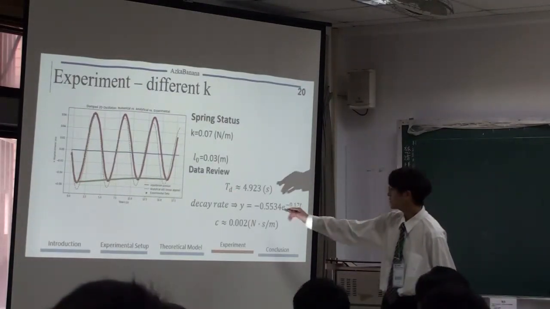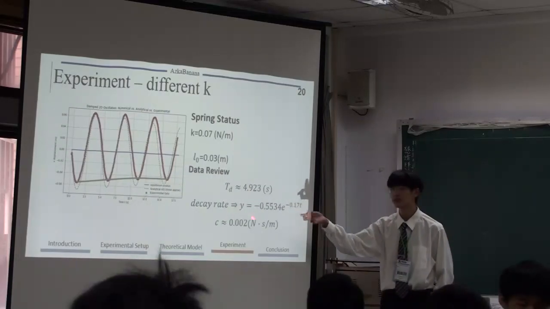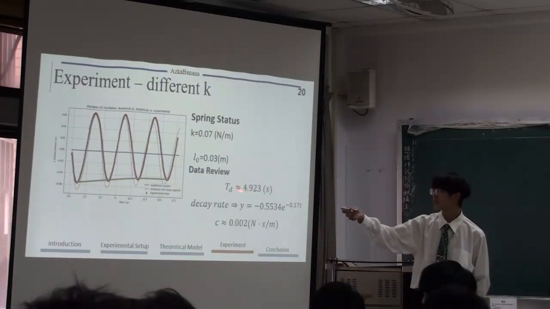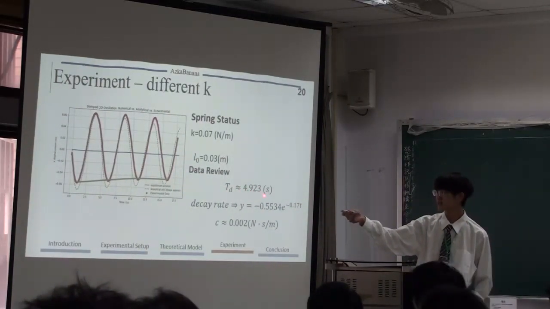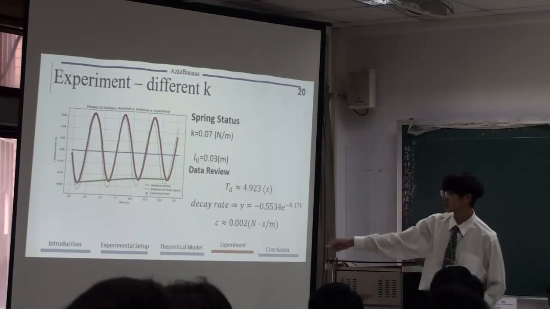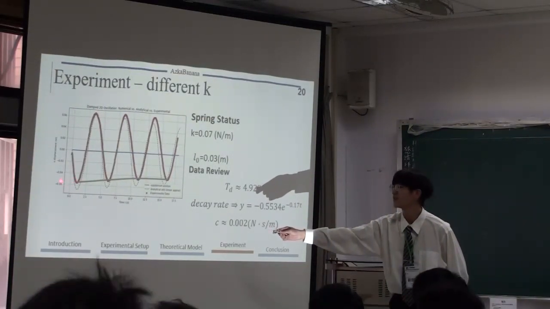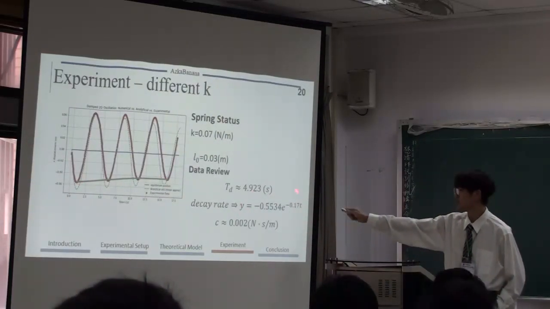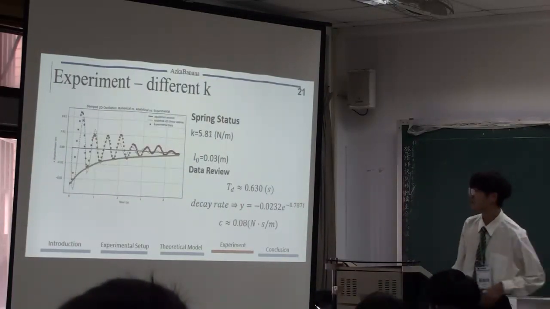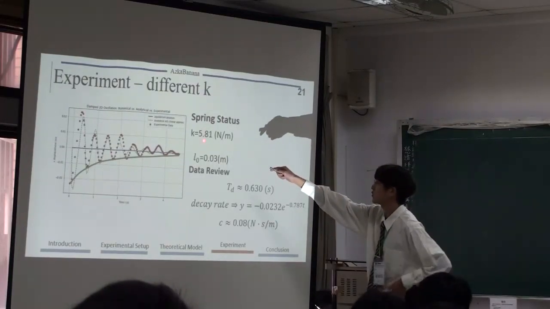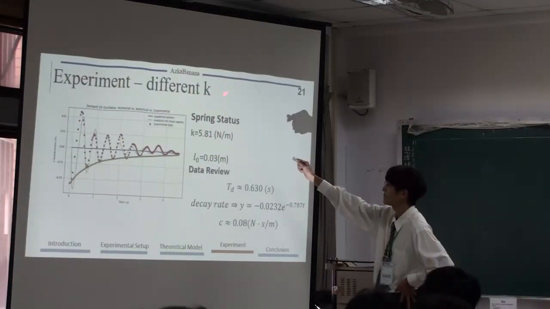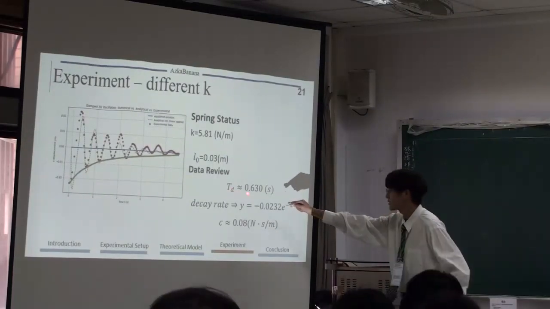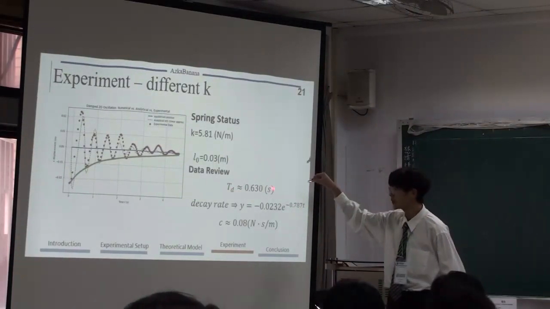First, please take a look at the period of this data. The period is 4.923 seconds, and the decay rate, which is the thicker green line like this. We can know that y is equal to this formula. Next page. While K is equal to 5.81 Newton per meter, as you can see, the period rapidly decreases.